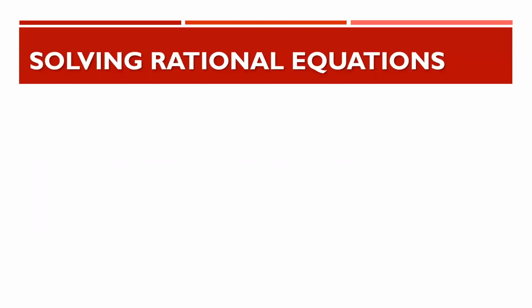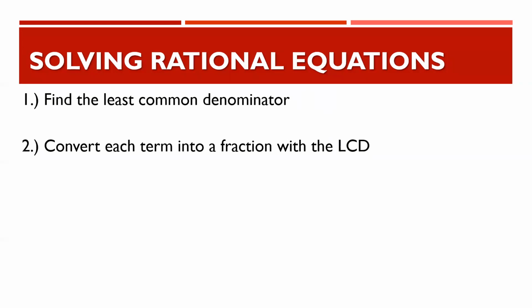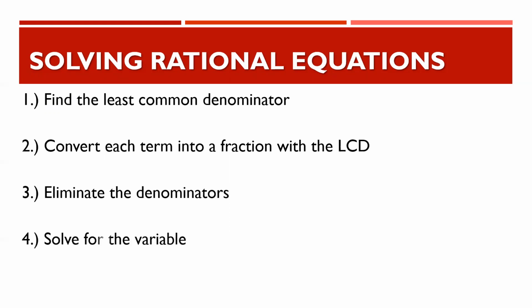All right, so here's just a refresher on the steps to solve rational equations. First step, we want to figure out what the least common denominator is between all of our fractions. Next step, we're going to convert each term into a fraction that contains the least common denominator. Next step, once we've got common denominators, we are just going to eliminate them. Then we're going to solve for our variable and make sure we check the solutions so that in case we've got an extraneous solution, we can account for that there.